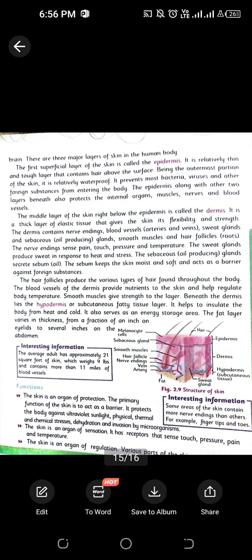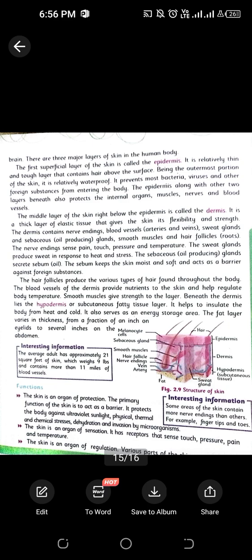Being the outermost portion of the skin, it is relatively waterproof, and it prevents bacteria, viruses, and other foreign substances from entering the body. Then we have the middle layer, which is the dermis, and it's a thick layer of elastic tissues that gives the skin flexibility and strength. The dermis contains nerve endings, blood vessels like the arteries and the veins, sweat glands, sebaceous glands, smooth muscles, and hair follicles.